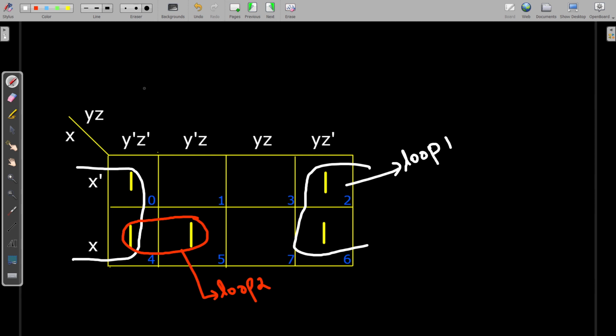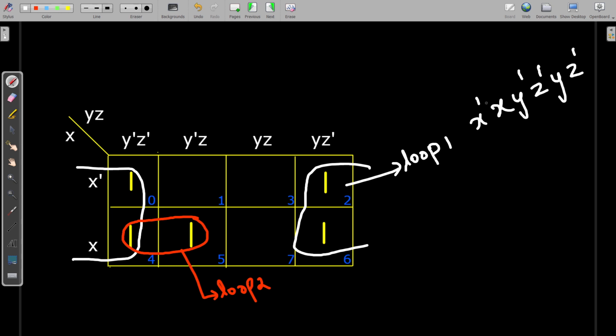For loop 1, the 0 and second cells correspond to x dash, row wise, so we have to include that. Then the 4th and 6th cells represent x along the row, so x should be included. Column wise, the 0 and 4th cells represent the column variables y dash z dash, so we include y dash z dash. Then column wise, the second and 6th cells represent y z dash, so we include y z dash.